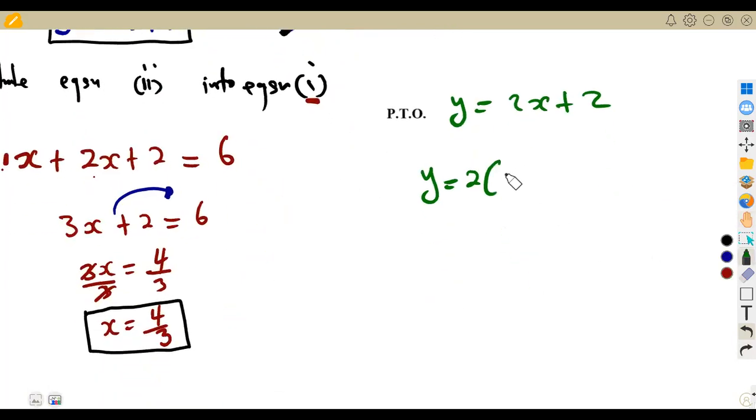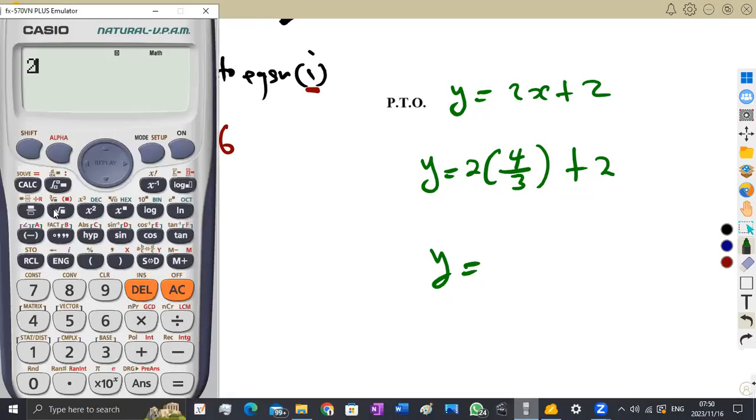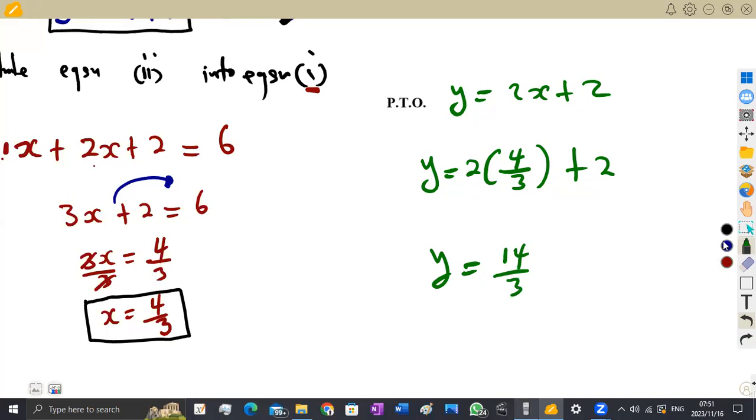So that's 2 times our x, which is 4 over 3, plus 2 in that case. All right, so that is going to give us the value of y in this situation. Let us simplify on our calculator: that is 2 into, open a bracket, 4 over 3 like this, close the bracket, no exponent there, right? Just add 2 like this. So we are going to obtain the value of y in that case as 14 over 3. So the value of y is going to be 14 over 3.